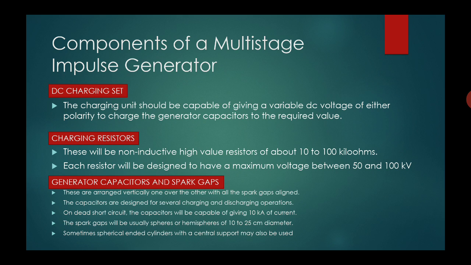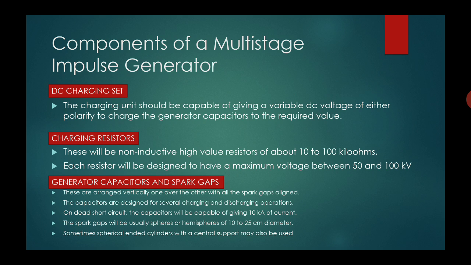Then it should have a charging resistor. Now what is the function of the charging resistor? This will be a non-inductive high value resistor of about 10 to 100 kilo ohm. Each resistor will be designed to have a maximum voltage between 50 to 100 kV.